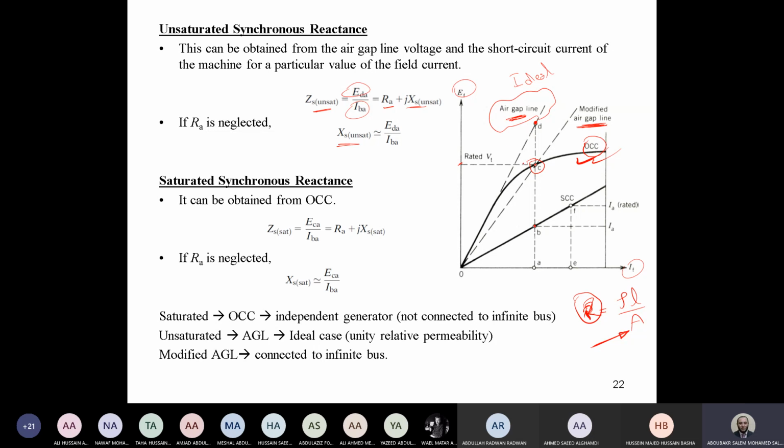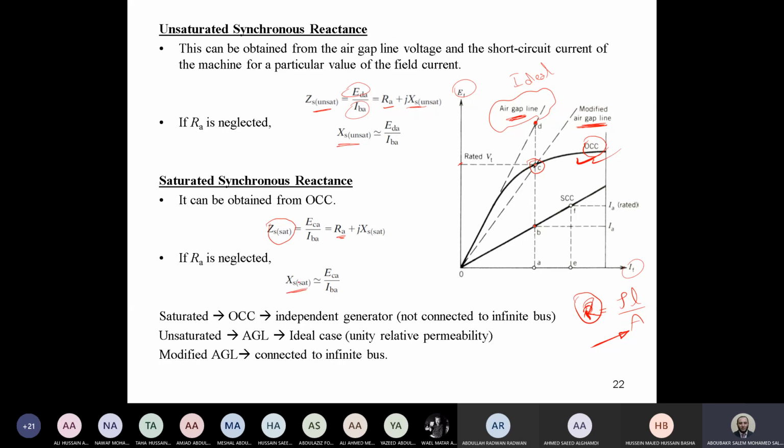Simply from the open circuit characteristic itself, it's equal to the rated value of volt over the corresponding rated current. So it's equal to V rated over the value of I_A here. This is the value of saturated impedance, and in the same way, we can neglect R_A and calculate the value of X_S saturated in that way.